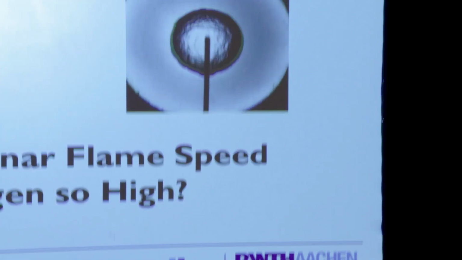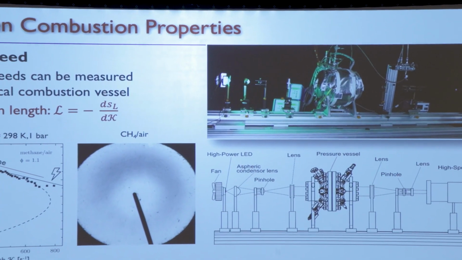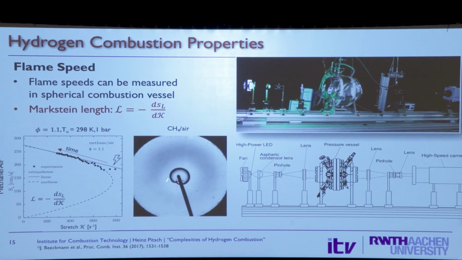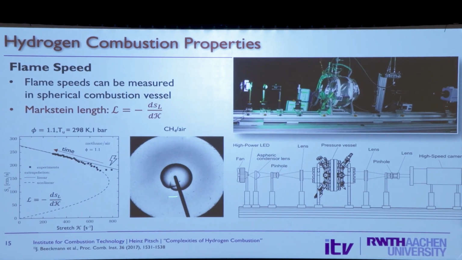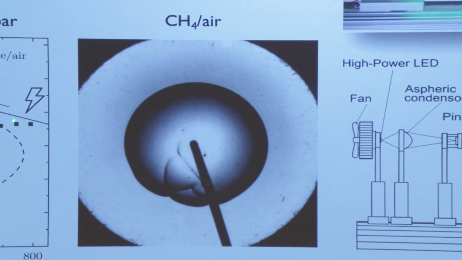Now, the hydrogen has super high flame speeds, and the question one could ask is, why is flame speed so high? This is how we measure the flame speed. I showed you this before. Here's a spark in the center. You get this spherical flame. And then it's sparked here.